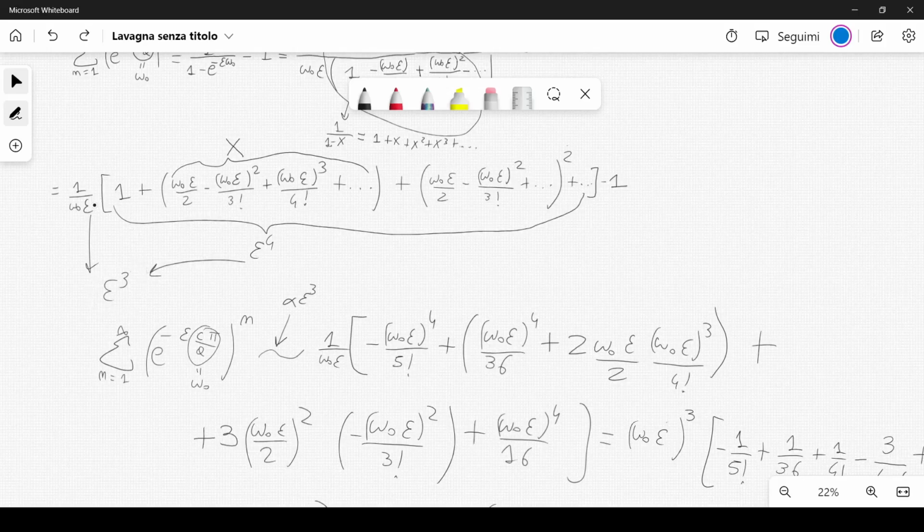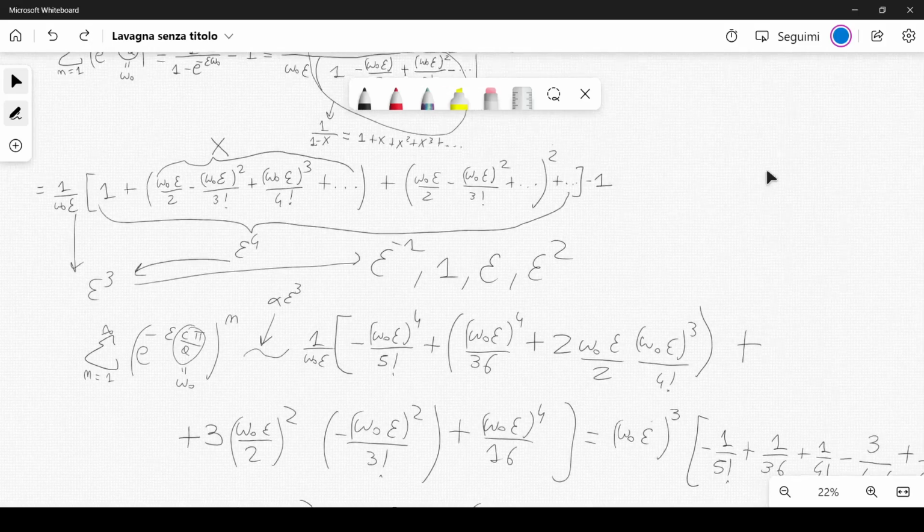And you might also have something proportional to epsilon to the minus 1 if you take a look at this, because you have 1 over omega 0 epsilon multiplied by 1 here. So we have to actually take into account the terms that are proportional to epsilon to the minus 1, 1, so this is epsilon to the 0. Then you have epsilon, and you get epsilon squared. We have to check what happens when we consider the terms that are proportional to this.